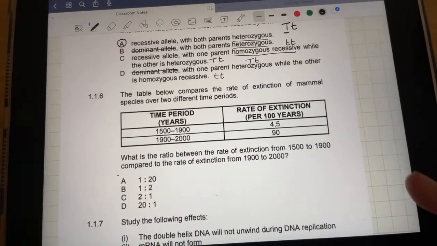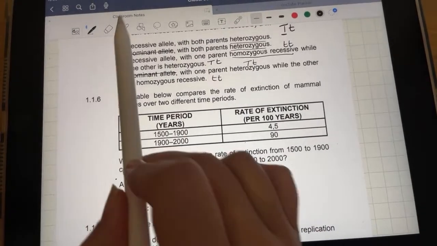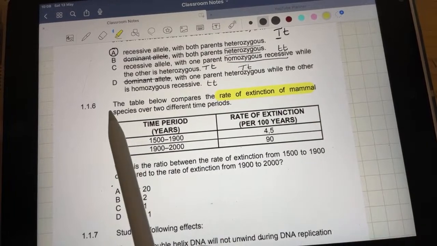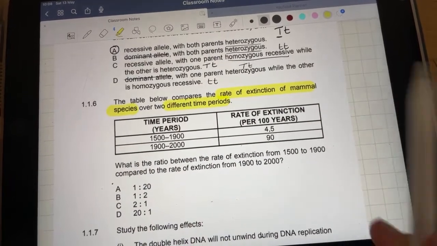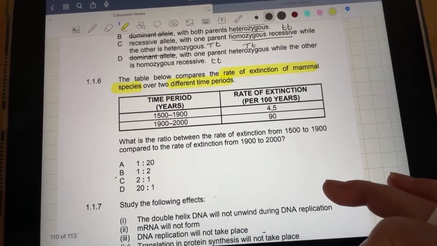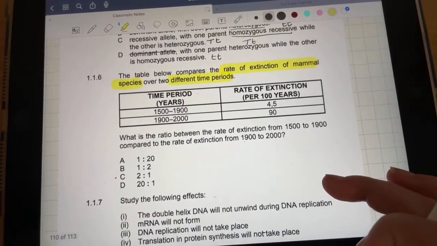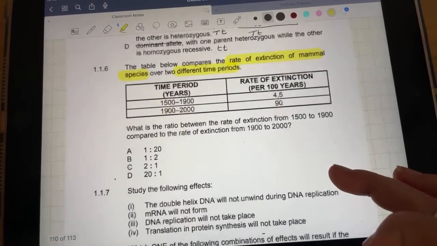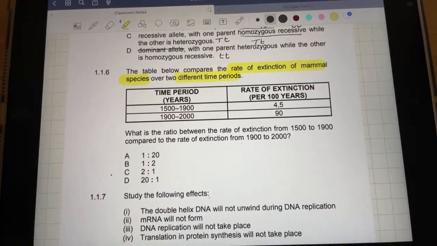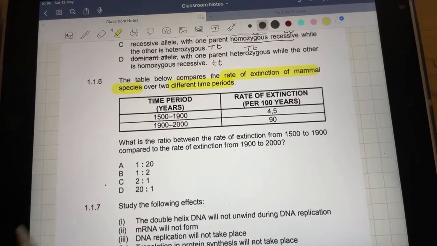Okay, let's move into the next question. The table below, let's go over to my highlighter, compares the rate of extinction of mammal species over two different time periods. And I think actually this is probably an evolution question. So if you haven't got to evolution, don't panic. I'm just going to do it anyway for anyone who's watching out there and wants to know this.